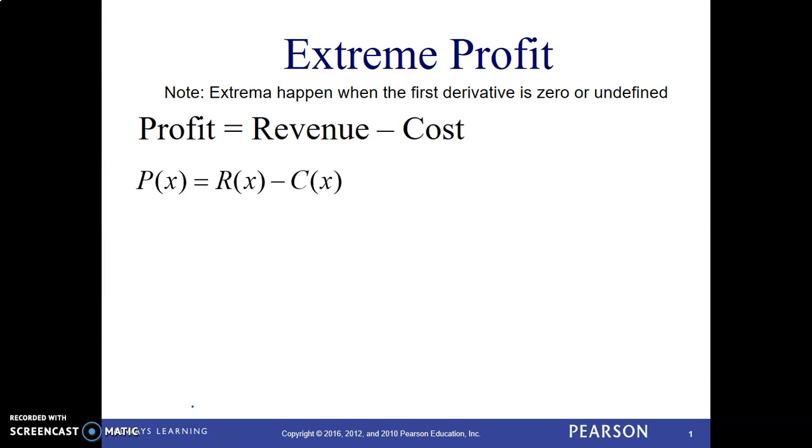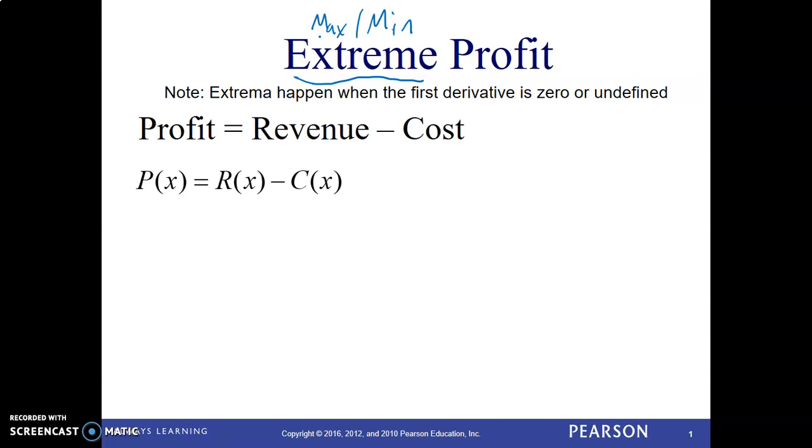We're going to talk about how to maximize profit, and then we're going to go over the extreme value theorem real quickly. This is just a specific example of optimization. And again, optimization just means you're trying to find the max or a min for a given problem. So a common business example is trying to find the maximum profit or extreme profit. So extreme refers to the max or the min.